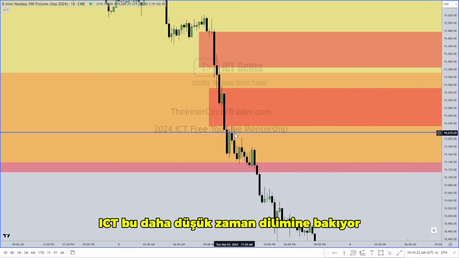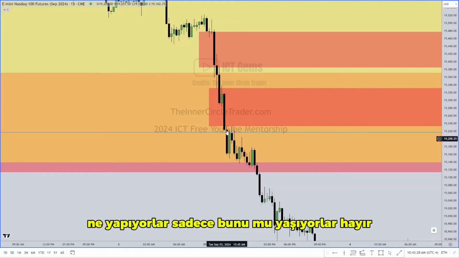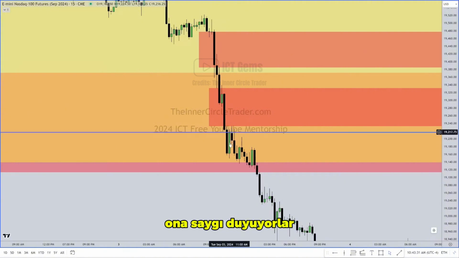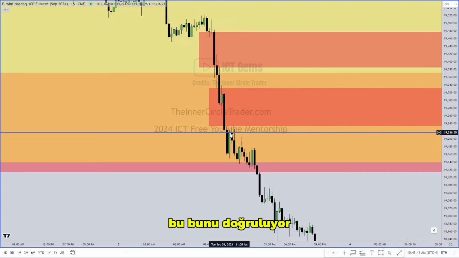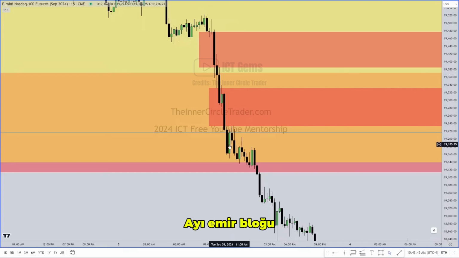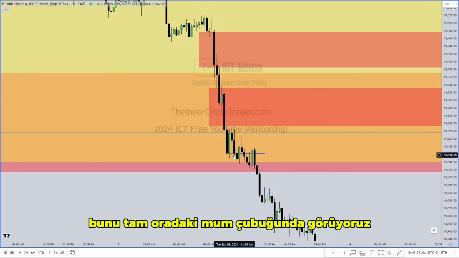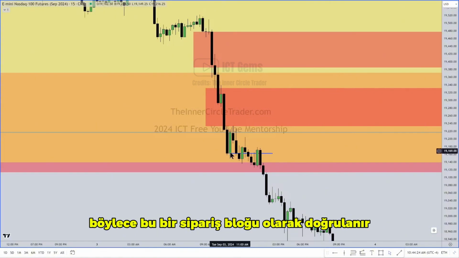Look at this lower time frame. What are the bodies doing? Are they just going through it? No. They're respecting it. Oh. So if I can see a time frame like this that's confirming it, that means this up close candle becomes a valid bearish order block, and then I can use its opening price. We get that on that candlestick right there. We don't need a close below it. So that validates this as an order block.